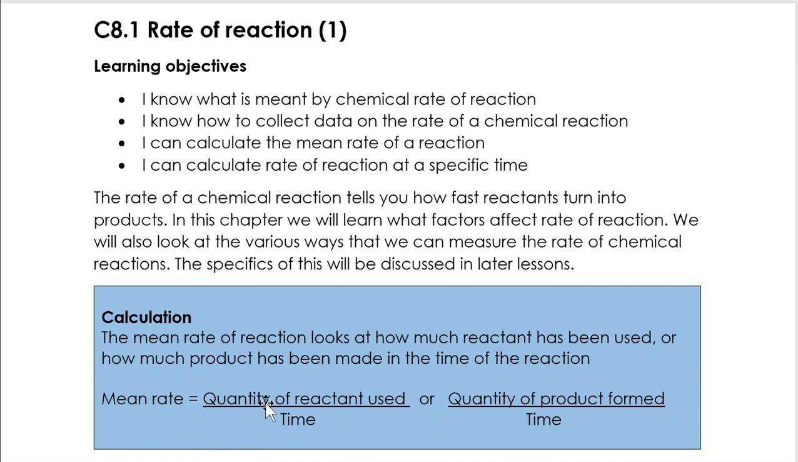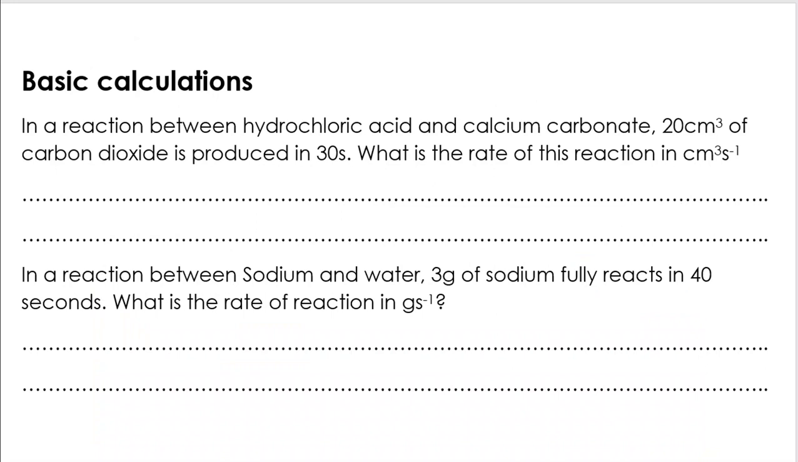The mean rate of reaction, so that's the average rate of reaction from beginning of reaction to end, is how much reactant has been used divided by time, or how much product has been formed divided by time. So let's look at that. How might that work in practice? I'm going to recommend you pause on any activities and then try them.